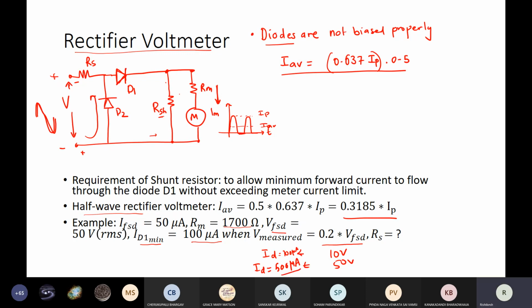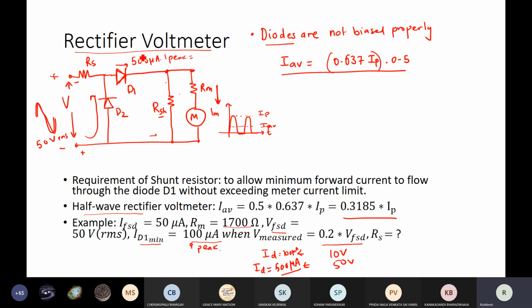So this 500 microampere will flow through the diode. Is this representing peak current or RMS? This is peak current. So this 500 is also indicating I peak, 500 microampere when the 50 volt RMS is applied.